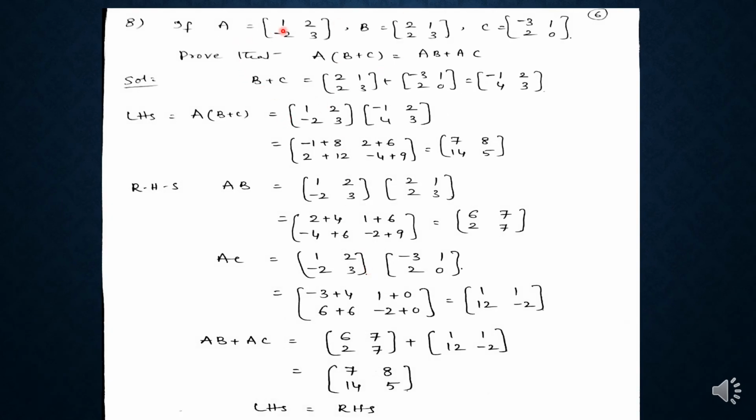If a is equal to 1 2 minus 2 3, b is equal to 1 2 3, c is equal to minus 3 1 2 0. So we have given three matrices of second order, 2 by 2 matrices. Prove that a into b plus c is equal to ab plus ac. To prove that, we have to take the left hand side and the right hand side. Left hand side means a into b plus c: add b plus c and multiply with a. And right hand side: multiply ab and multiply ac and add these two matrices.